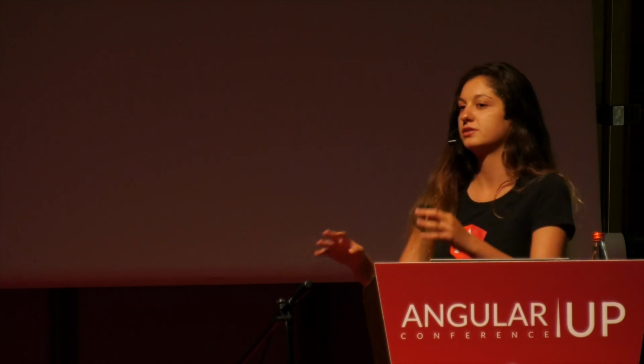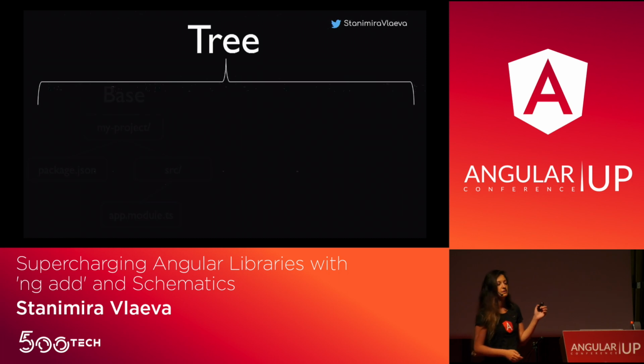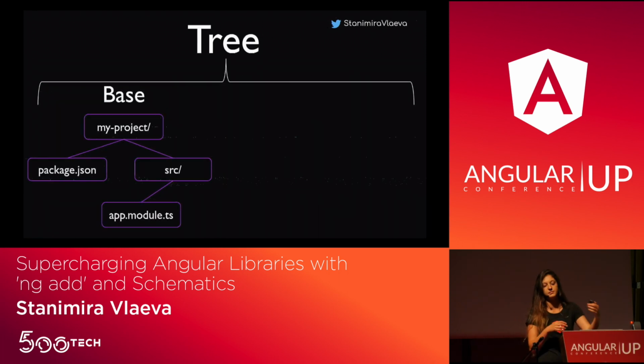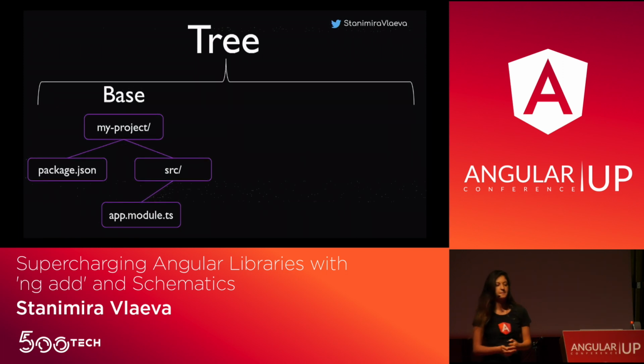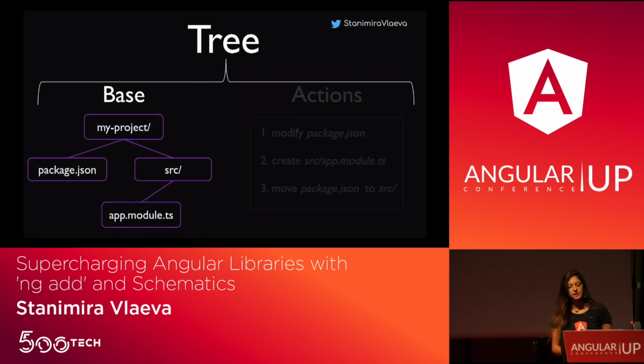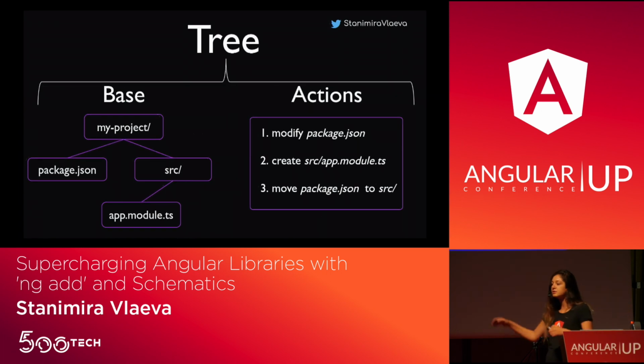The most important term in the schematics world is tree. So the first part of the tree is the base. This is the representation of the file system at this current moment, or more specifically, the part of the file system where we are executing this command. And we also have different actions. These are the modifications that will be applied to the base. And then later on, these actions will be applied to the actual file system as well.